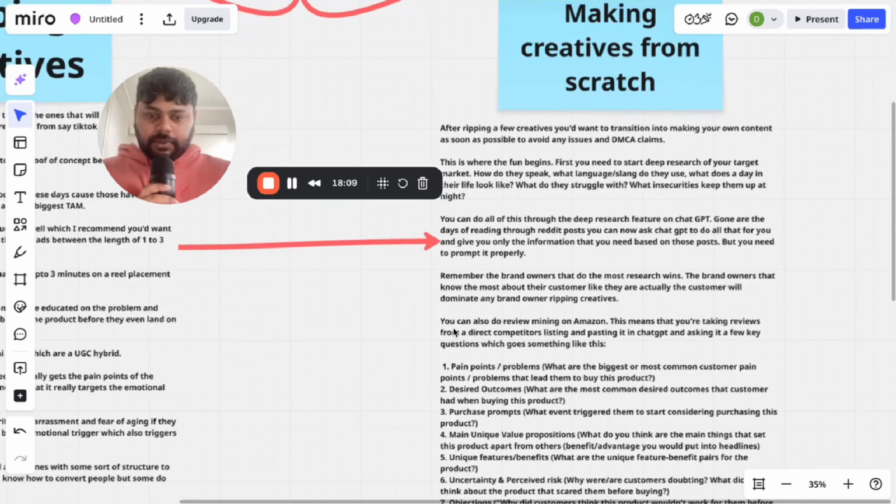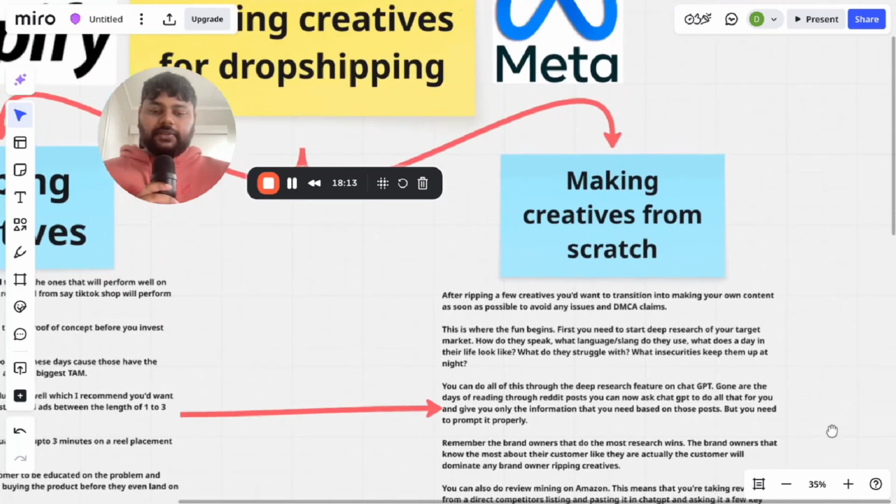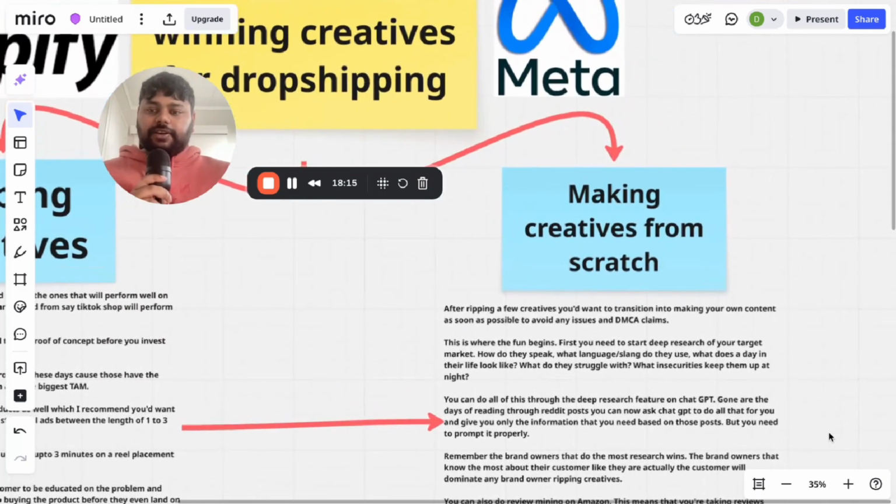So yeah, remember, the brand owners that do the most research win, right? You need to do deep research of your customer, like you are the actual customer buying it, right? You need to get into their shoes and think what they think. What language do they use? How do they speak to their friends? How do they speak to their family? What struggles do they struggle with?